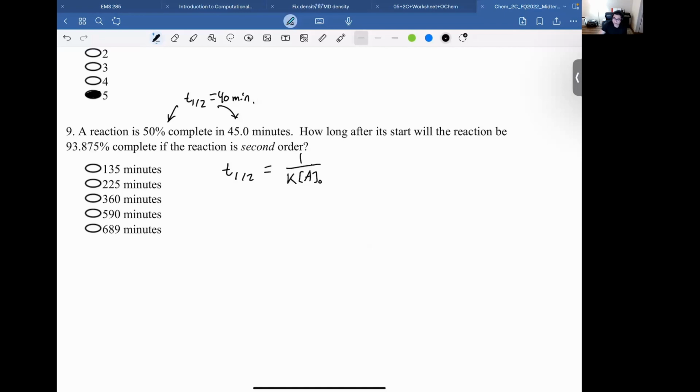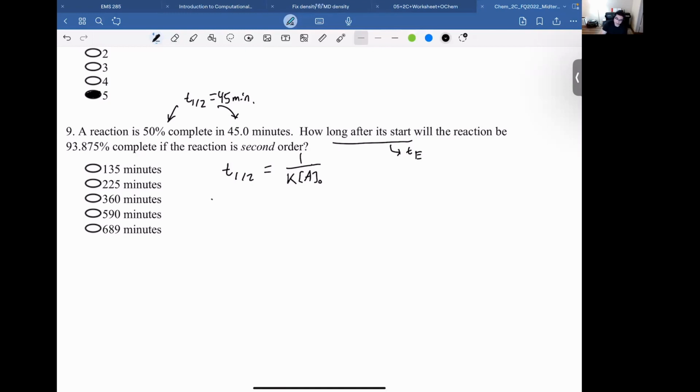So once again, I'm going to use the same notation. How long after its start? I'm going to say this is at some time, TE. You can use whatever you want. 45 minutes. Oh, thank you. Yes, that is correct. I wrote 40. It's supposed to be 45. Thank you. I'm going to use TE for the time elapsed for this 93.875% to be done.